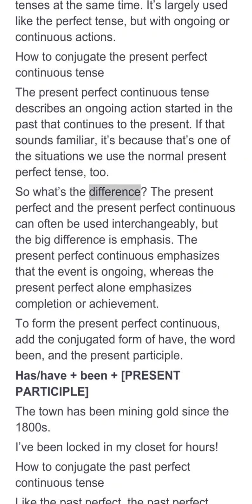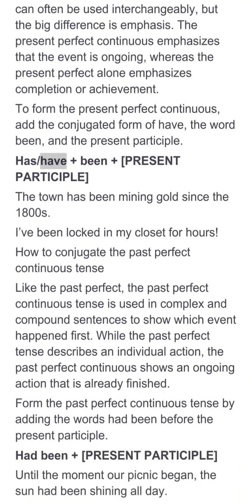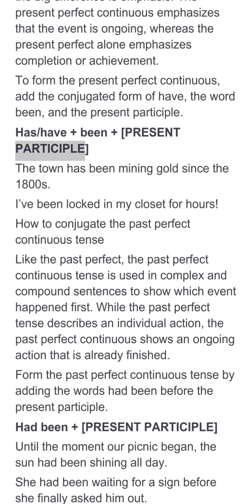So what's the difference? The present perfect and the present perfect continuous can often be used interchangeably, but the big difference is emphasis. The present perfect continuous emphasizes that the event is ongoing, whereas the present perfect alone emphasizes completion or achievement. To form the present perfect continuous, add a conjugated form of have, the word been, and the present participle. Has or have plus been plus present participle. The town has been mining gold since the 1800s. I've been locked in my closet for hours.